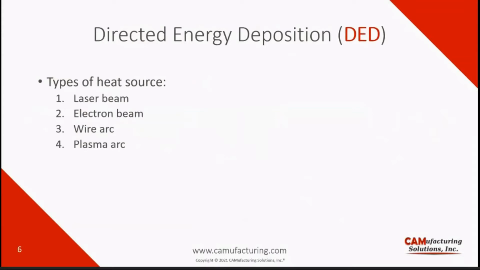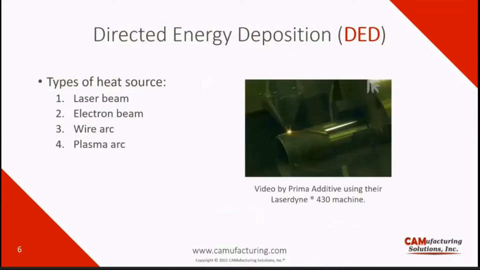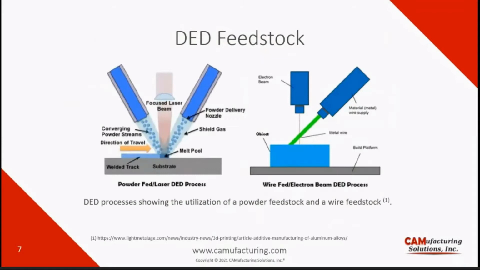So directed energy deposition uses a direct energy source to melt and fuse deposited materials. There might be different types of heat source: laser beam, electron beam, wire arc, and plasma arc. The video you're watching is a video by Primo Additive, one of our industrial partners in Italy, making the blade on a radial substrate using a Laserdyne 430 machine.